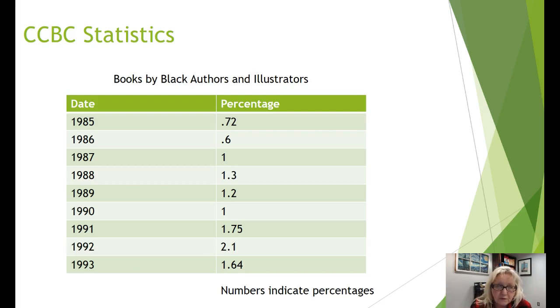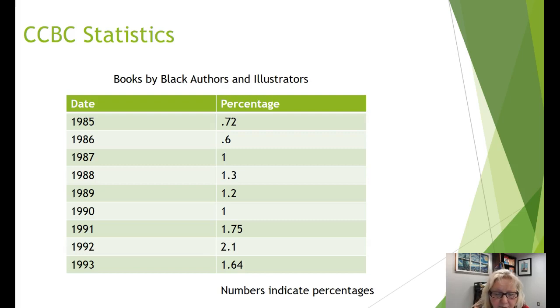But it was partly in response to wondering how many books were actually eligible for the Coretta Scott King Book Award. This particular center receives a good portion of all the books issued. There are between 3,000 and 5,000 books issued in each particular year, children's and young adult literature. And so they were able to keep track by looking every year at what percentage were by Black authors and illustrators. And you can see that these percentages are pretty woeful.